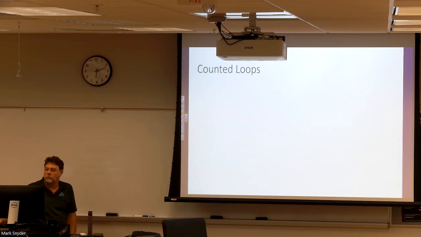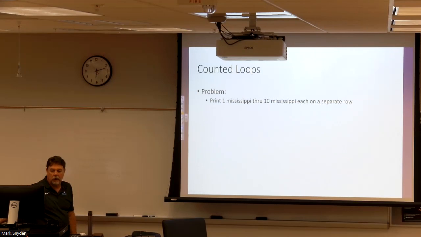Okay. Next example is a counted loop example. I kind of gave it away. Print 1 Mississippi, 2 Mississippi, 3 Mississippi until we get to 10 Mississippi, and do each one of them on a separate row. Silly example, but it's a great one. We're told our start value and our end value. We know exactly, it's definite repetition. We know exactly how many times we're going to repeat. So it's a perfect opportunity to use a counted loop.